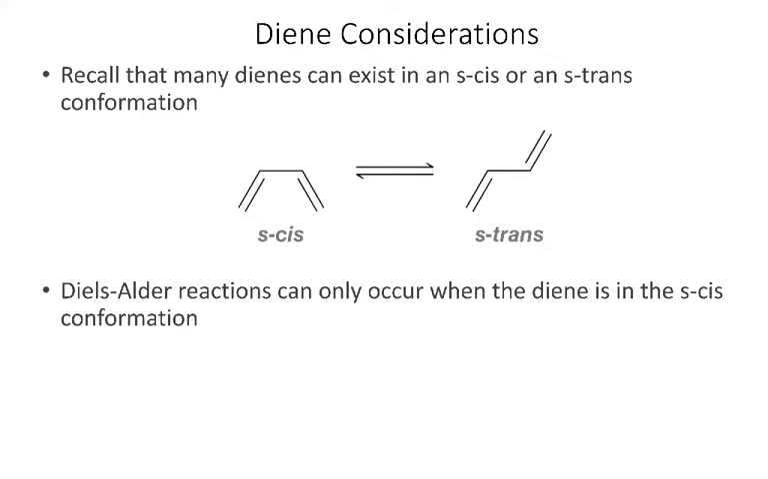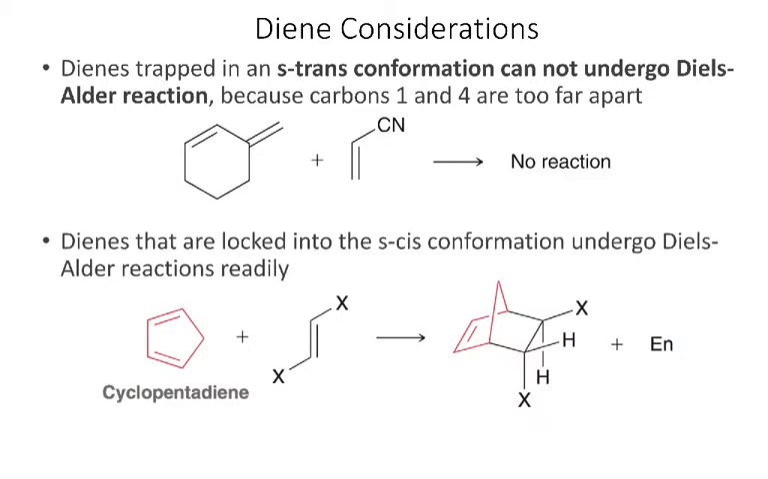And so we learned in our video on the dienes that it can exist in either the S-cis or S-trans conformations. Well, the Diels Alder reactions can only occur when the diene is in the S-cis conformation. And one consequence of that is, if a diene is trapped in the S-trans conformation, it can't undergo a Diels Alder reaction. So in this reaction, we have a diene, we have a dienophile with a good electron withdrawing group, but because of the cyclic nature of this molecule, it's trapped in the S-trans conformation, and so it can't undergo the Diels Alder reaction.